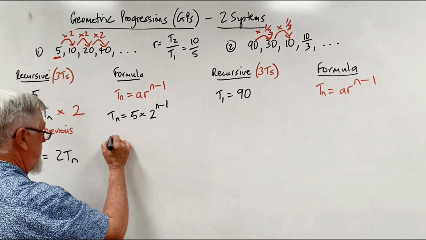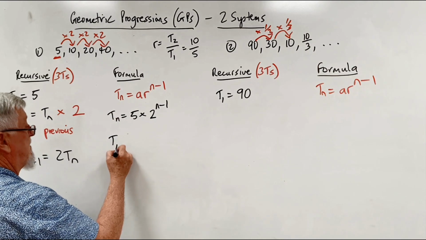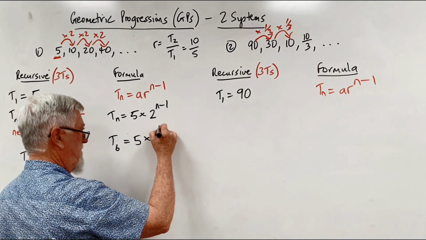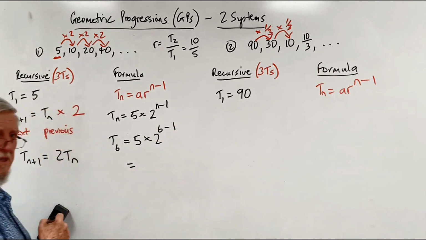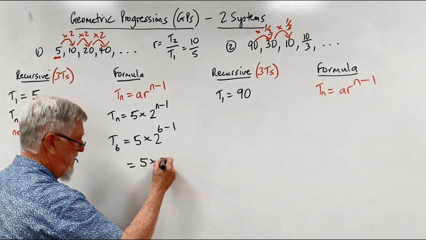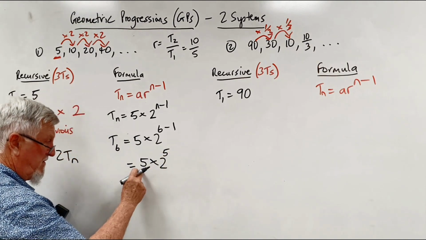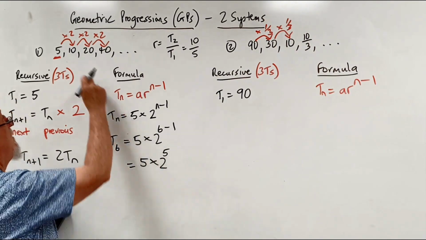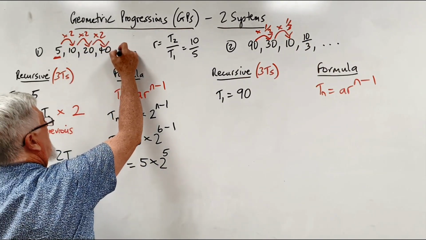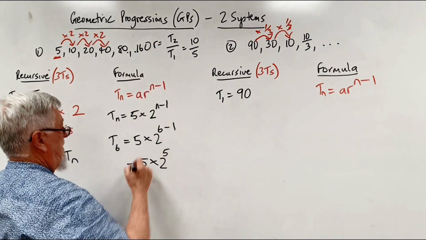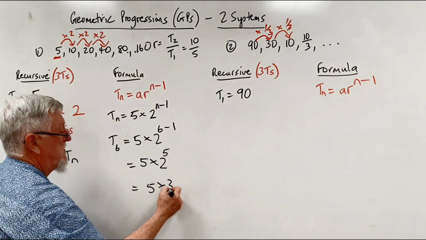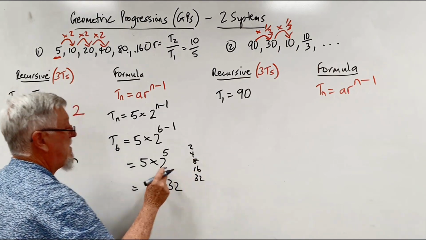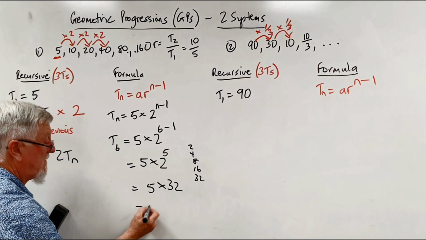By the way, if we wanted to know the 6th term, let's make that really obvious. It's 5 times 2 to the 6 take 1. Let's have a look at what it means. We had 5 times 2 to the 5. So we start with 5. Now how many times are we going to multiply by 2? 1, 2, 3, 4, 5. So if you looked at this, you'd go 5 times 32, and hopefully you know that 2, 4, 8, 16, 32, 2 to the power of 5. And there you've got that as 160.